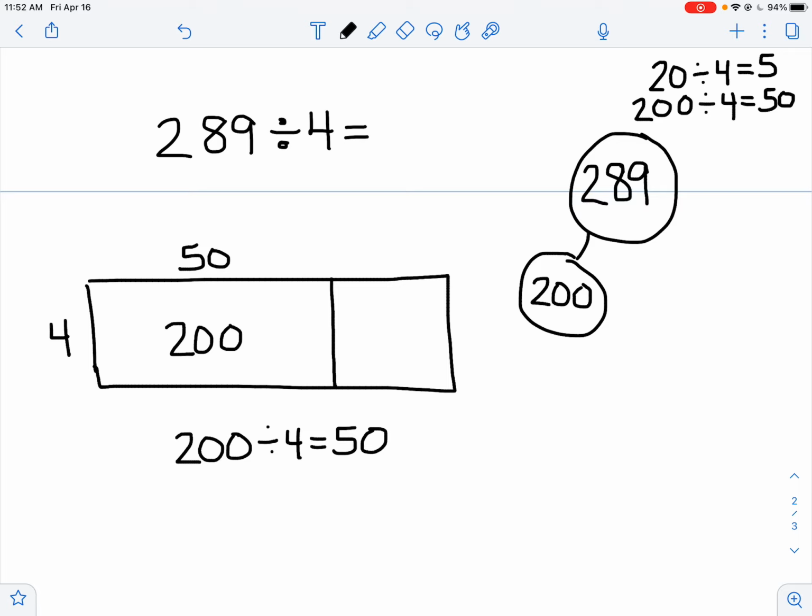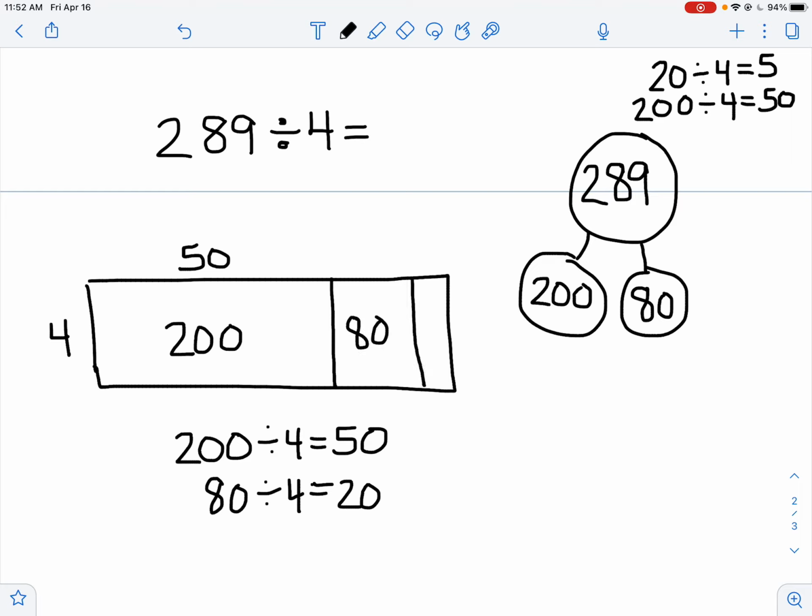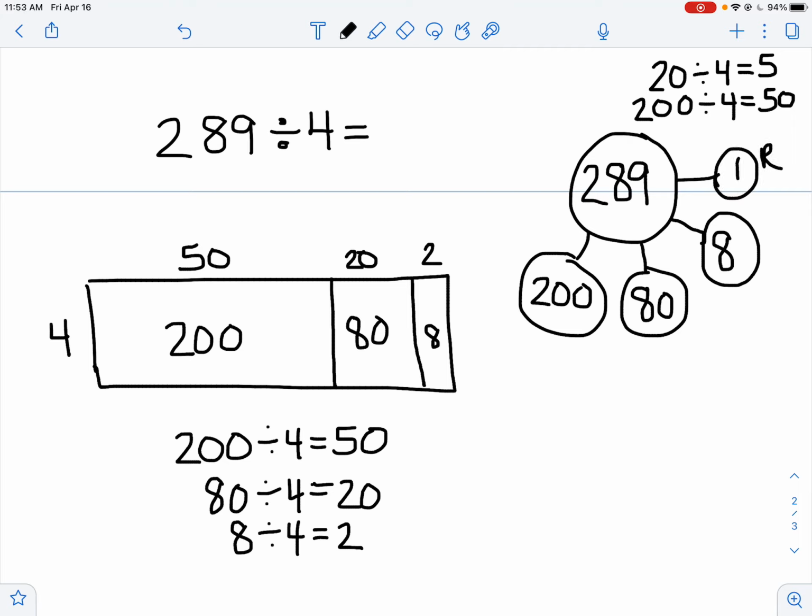I've got 89 left. Well, I know 80 is also nice and divisible by 4 because I know 8 divided by 4 is 2. So 80 divided by 4 is going to be 20. So I'm going to make another chunk here that's 80, and I know that's going to make it 20. Okay? Then I have 9 left. Well, I can't divide 9 equally by 4, but I can divide 8. So I'm going to do 8 divided by 4, which gives me 2. And then I know that I've got 1 left over, and I'm going to write that that's my remainder because a lot of you are forgetting to write your remainders.